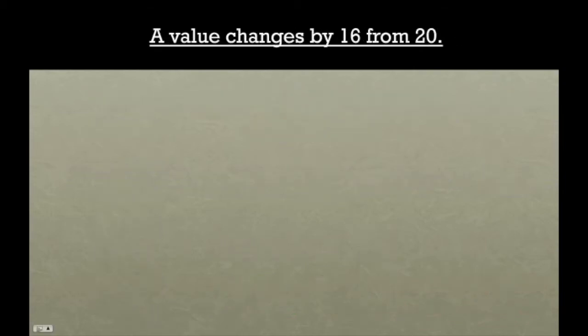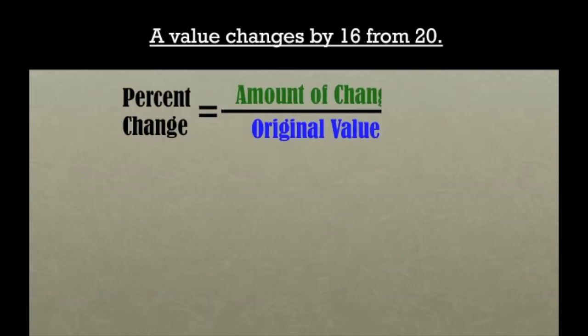How about this example? A value changes by 16 from 20. Well, this question's a little bit different because in our other questions, we were given the original value and the new value. So we could subtract to find out how much it changed. Here, we're not given a new amount and an original amount. We just know how much it changed by. So we're going to use the second formula we were given, which is percent of change equals the amount of change over the original value times 100.